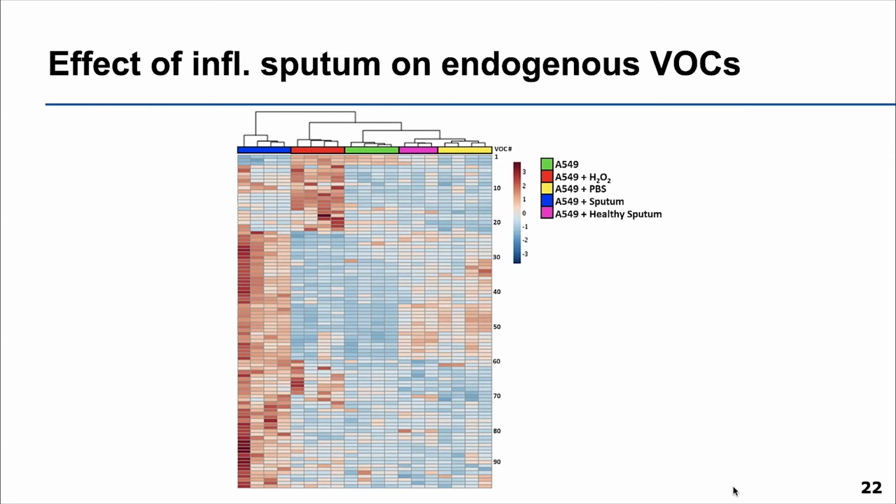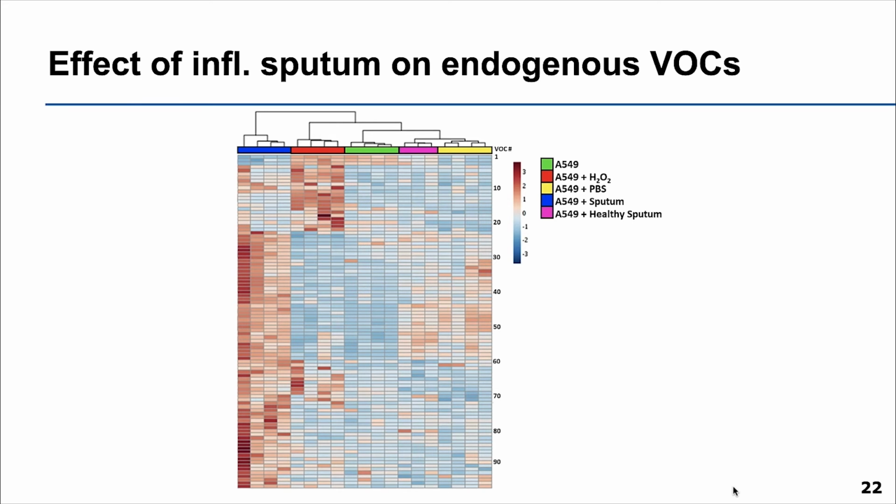And this is a nice heat map visualization. So here it's the 100 VOCs that were coming from the inflammatory sputum. And you can see something interesting on the left where you have the cell line plus the inflammatory sputum in dark blue, where you see a lot of overexpression of the compounds. So it's really the inflammation signature coming from there.